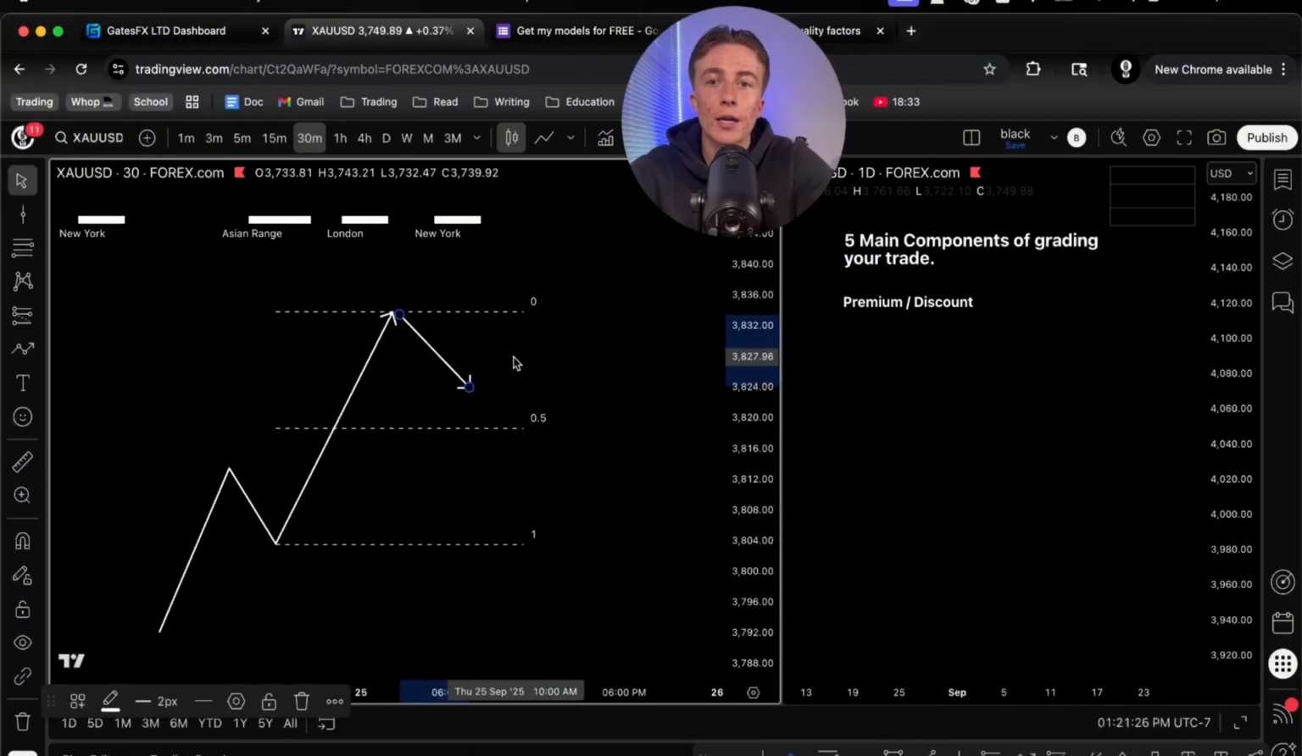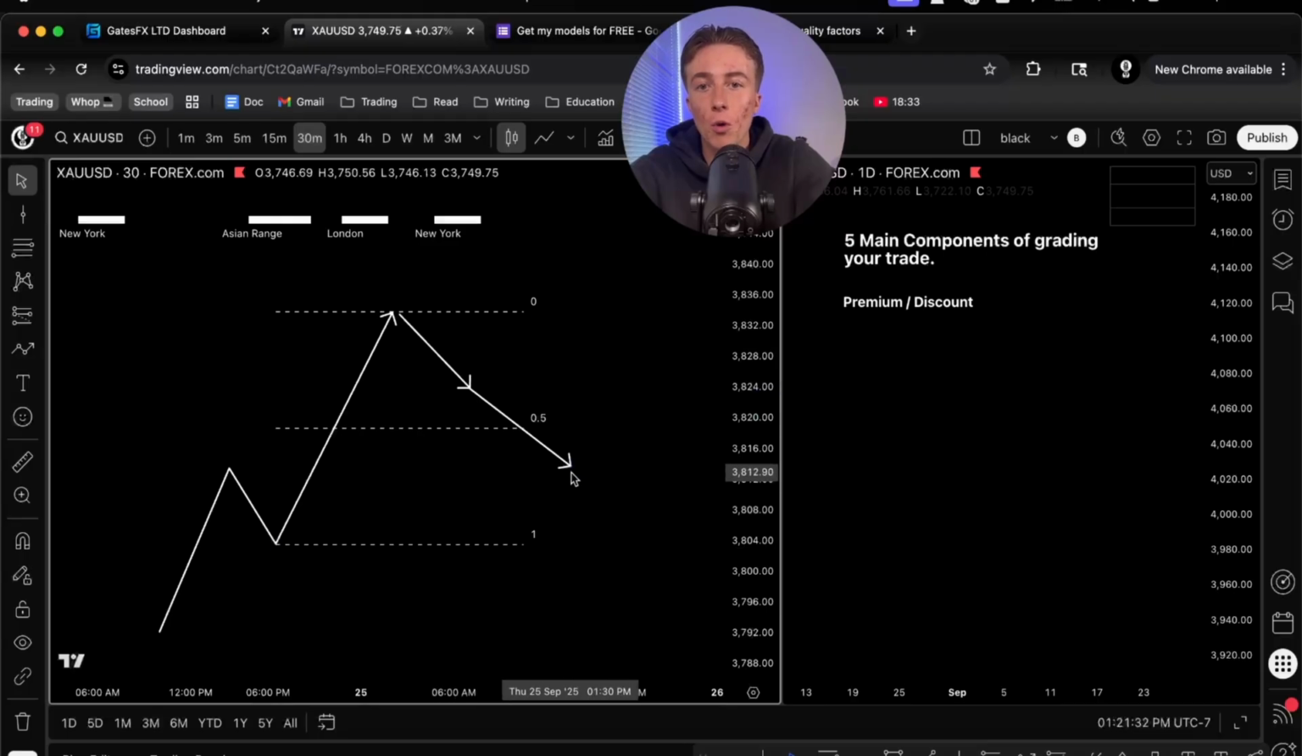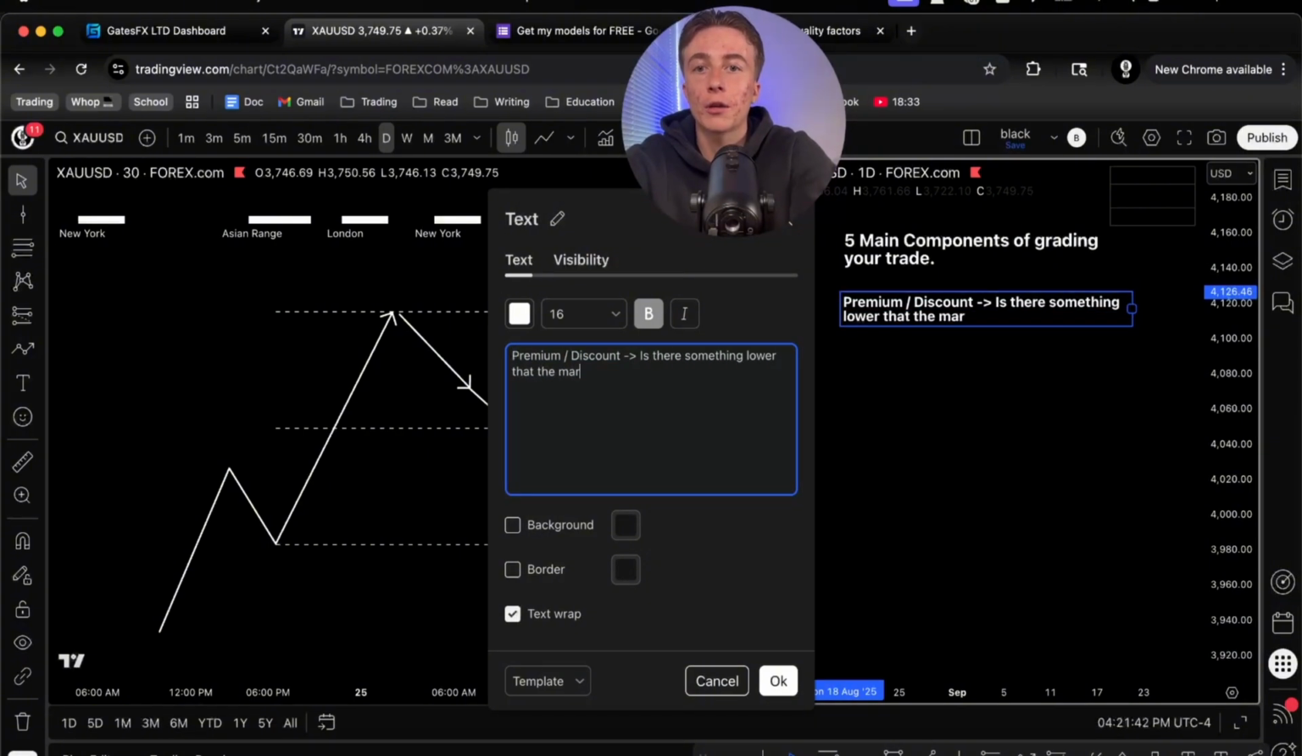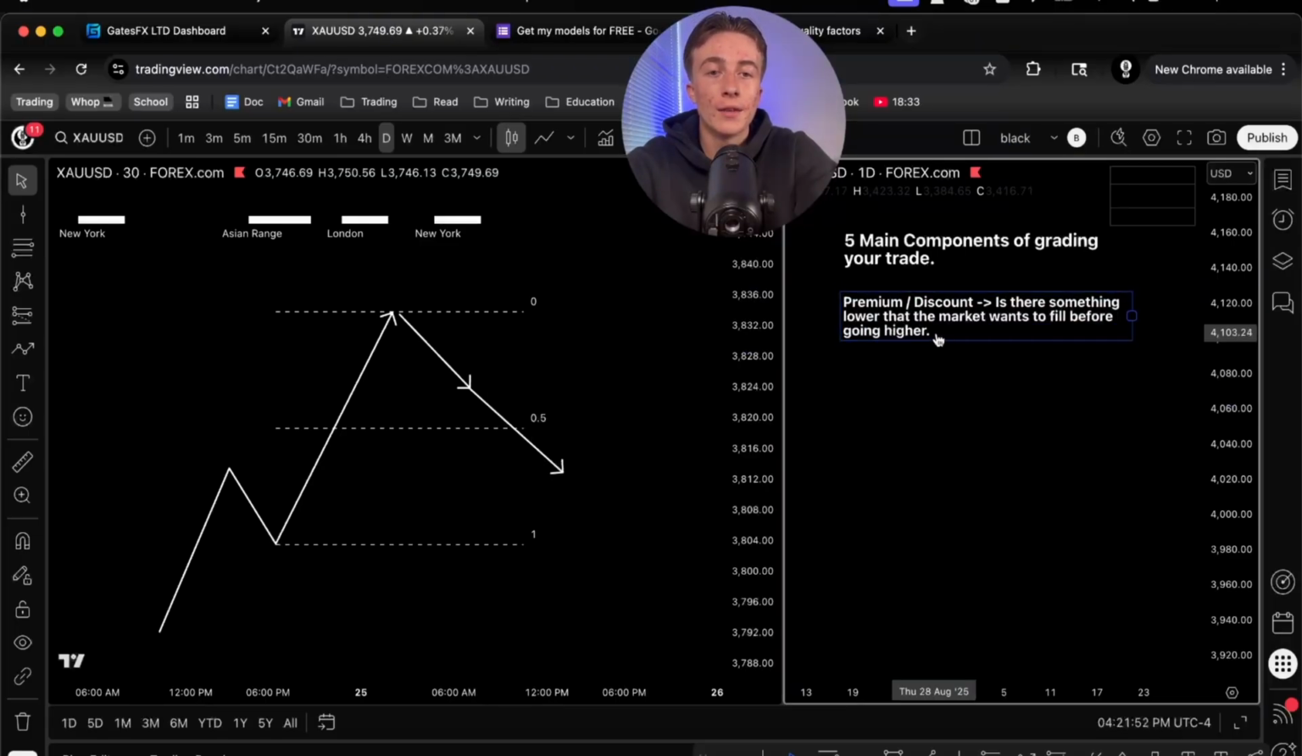Are you going to be buying in the premium of this move, or are you going to wait for it to pull down into the discount? And the reason why this is one of the most important factors, and the first one that I'm starting off with, is because the question that you're going to ask yourself is, is there something lower that the market wants to fill before going higher? And this is instantly going to be the make or break between whether a setup is an A plus setup or not.